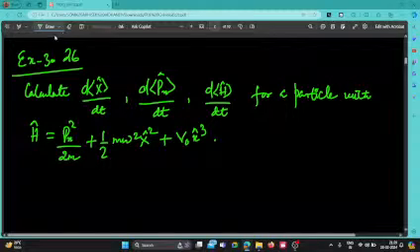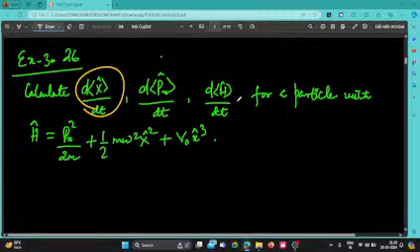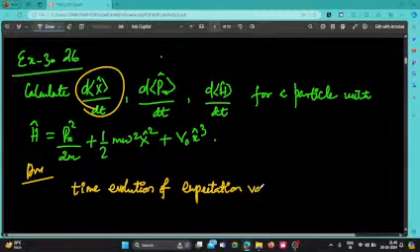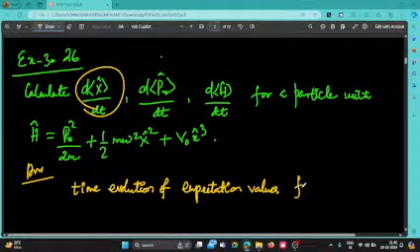Okay, so how to solve it? We have to calculate dx by dt, dpx by dt, dH by dt. The Hamiltonian is given, right? So we'll be able to do this if we recall the equation for time evolution of expectation values for some observable A.